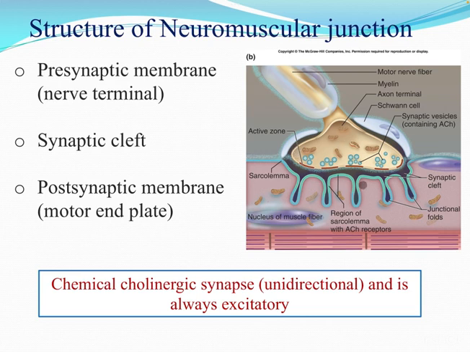It is separated from the muscle by the synaptic cleft, and the postsynaptic membrane, which is the muscle end plate, consists of junctional folds studded with many acetylcholine receptors, to which acetylcholine later binds and brings about neuromuscular transmission. Basically this is a cholinergic chemical synapse, unidirectional in nature, and always excitatory, meaning nerve excitation will later lead to muscle excitation.